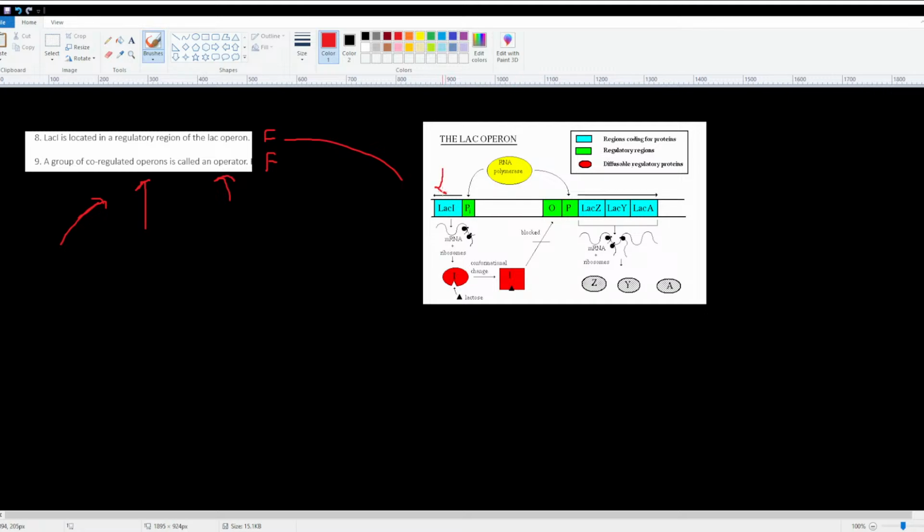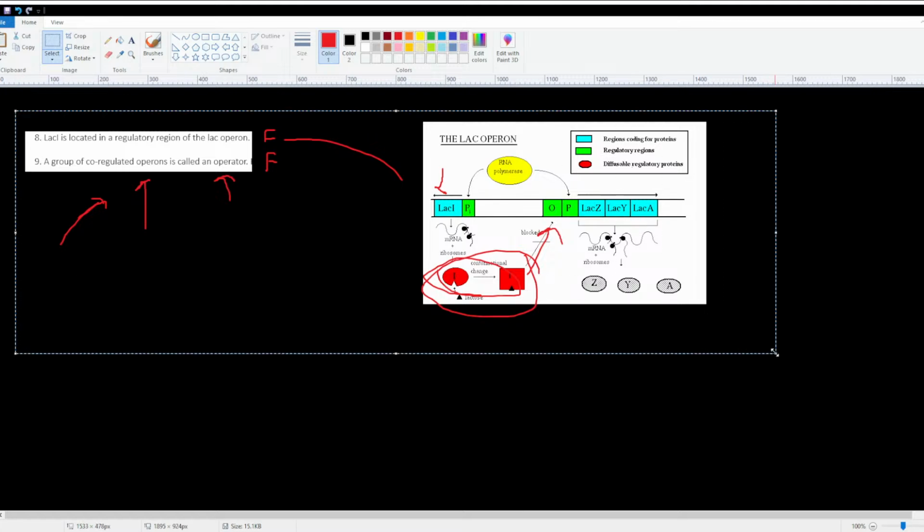So regions like this would be, so this is the lac operon, right? This is controlled by this regulatory protein.